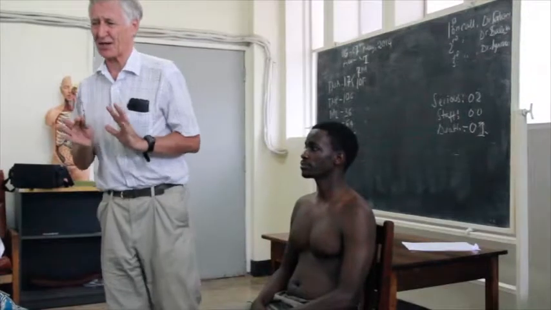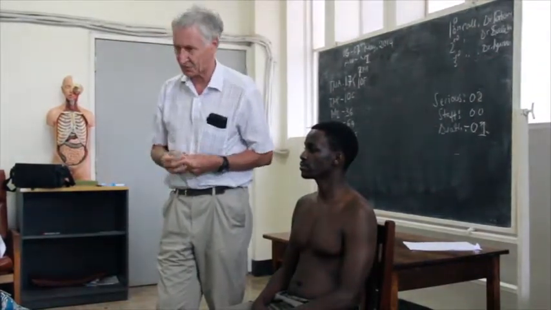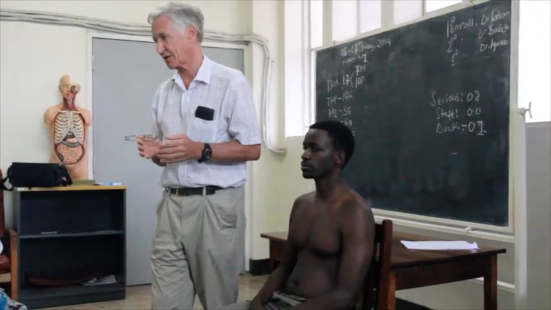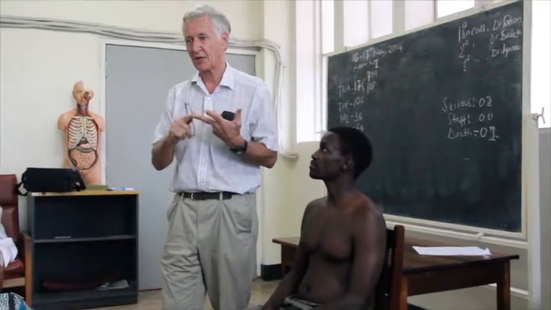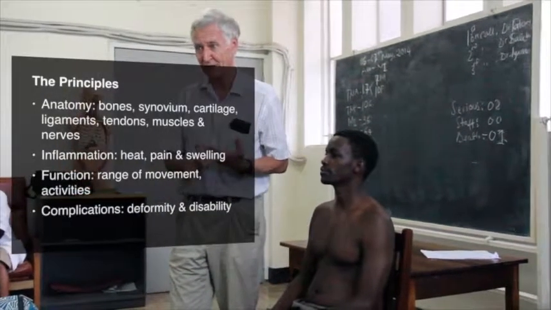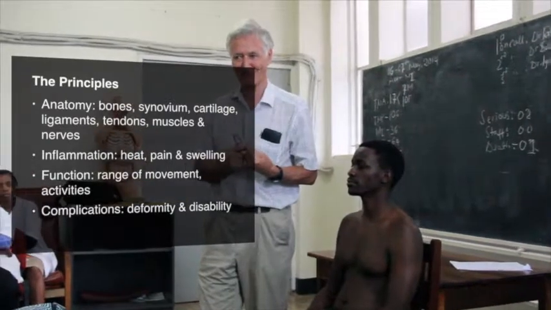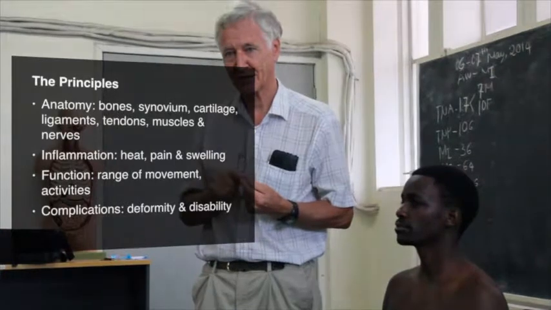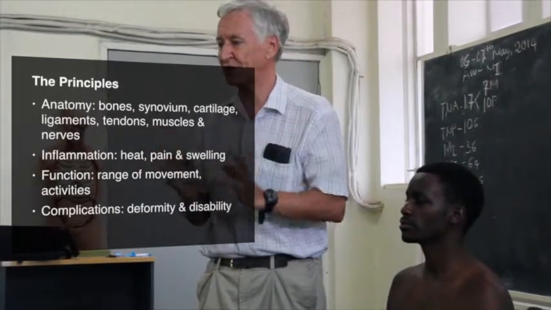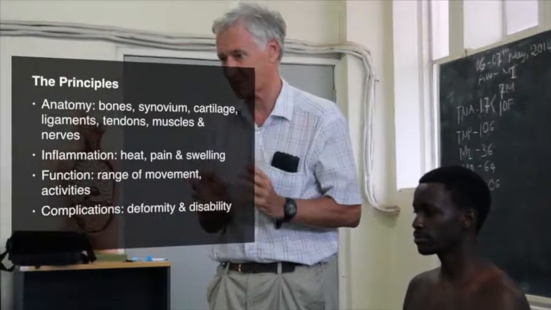I just want to remind you of some principles that apply right across all rheumatology. The first one is the joint. And all you have to think of, what's in a joint? Well, you've got bone in the middle. Next to bone, you've got synovium. Next to synovium, you've got fluid. And then above synovium, you've got ligaments, tendons, nerves, and muscles.